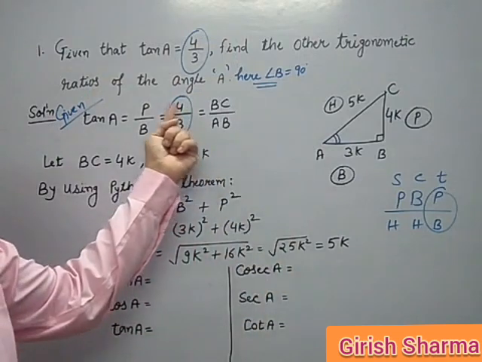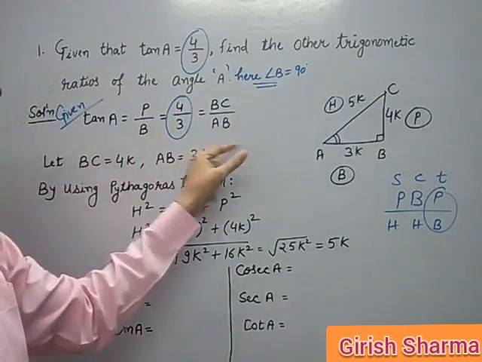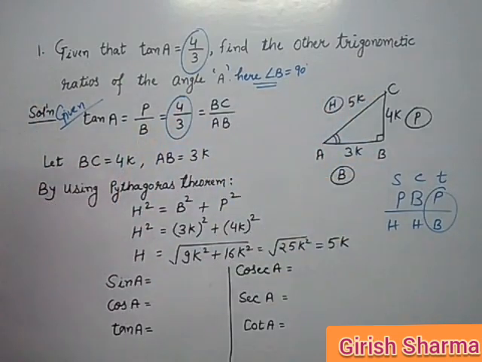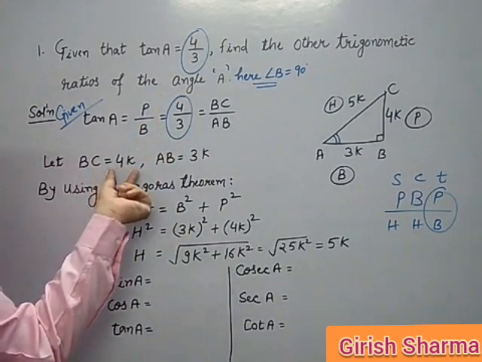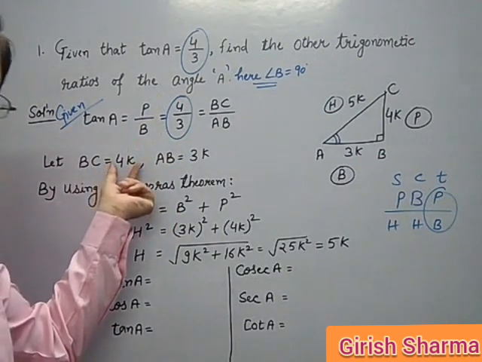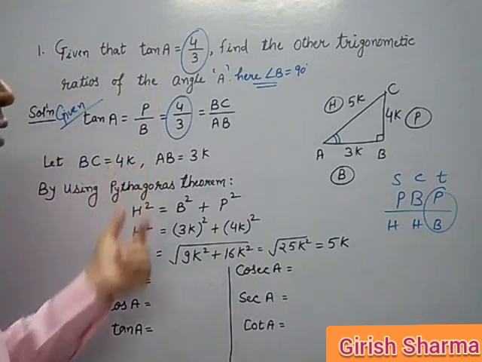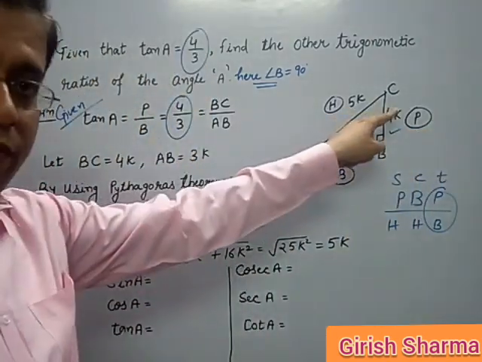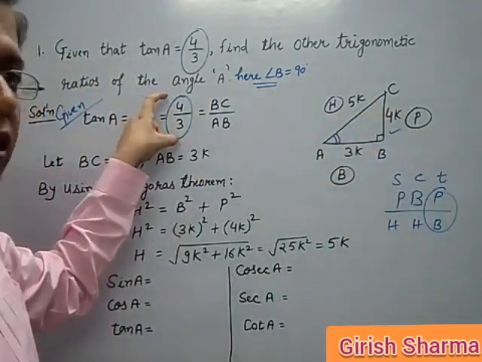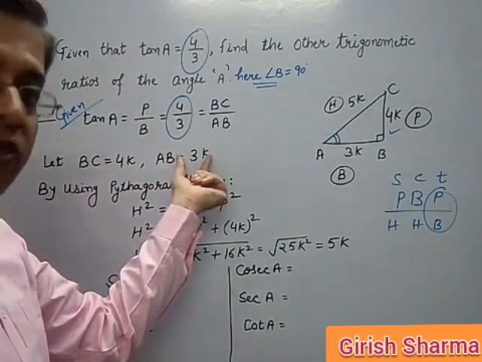That is, perpendicular is 4, right? It is BC, and base is AB. But it is given in ratio, so what will be the length of BC? I have to introduce some constant here. The length of BC will be 4K. Don't put directly 4 there, because it is given in ratio. We have to convert it into a measurement.